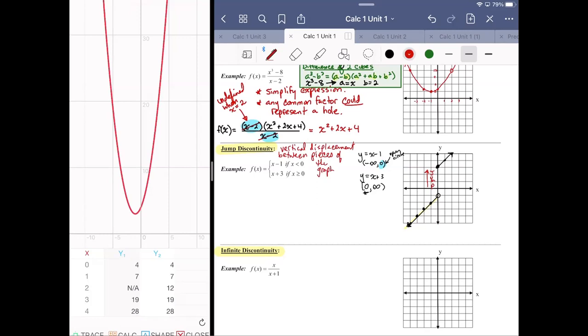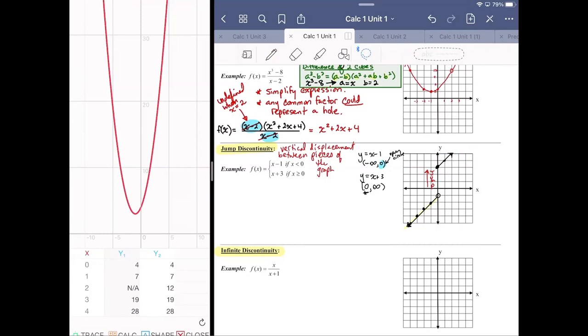All right, so a vertical displacement between the pieces of the graph. Now, it's possible that there could be a vertical and also a horizontal displacement, but you don't get a jump without there first being a vertical displacement. If there's also a horizontal displacement in there, great. It's the vertical that we care about.